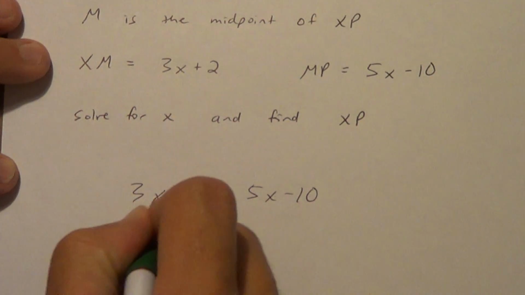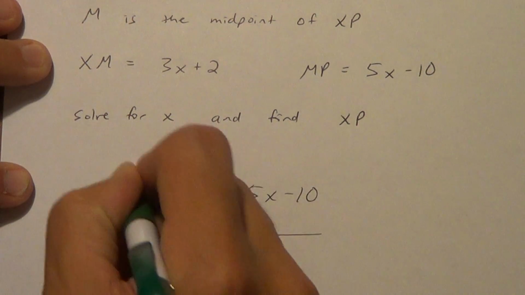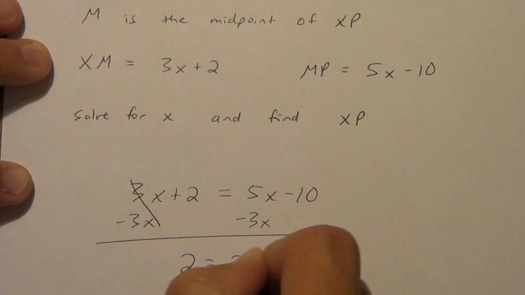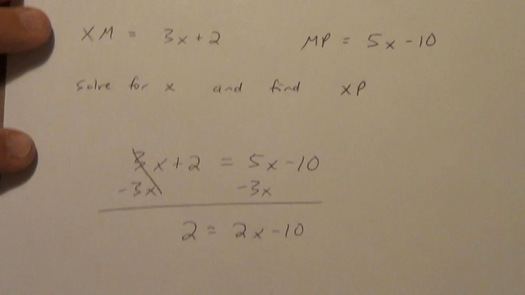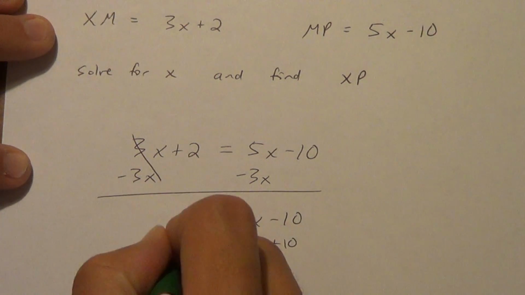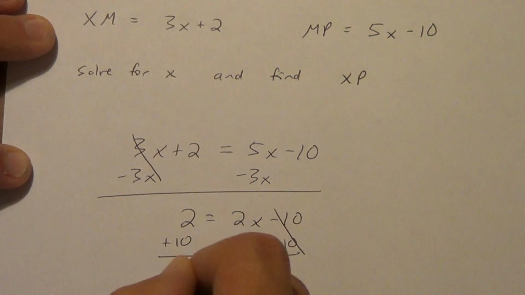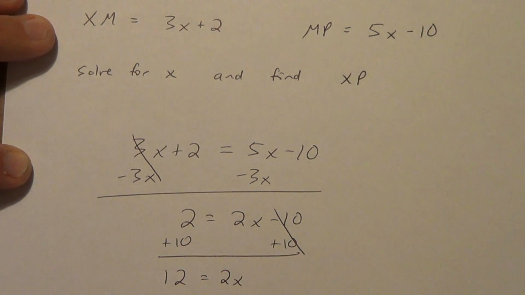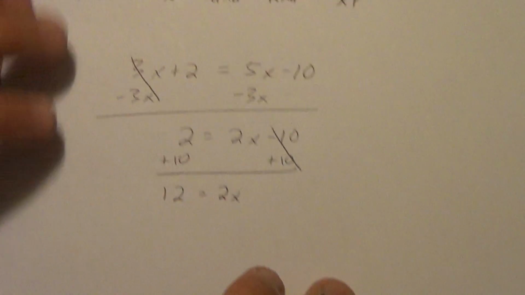Alright, so let's subtract 3x from both sides. These cancel. 2 equals 2x minus 10. Let's add 10 to both sides. These cancel. 12 equals 2x. Let's divide both sides by 2.